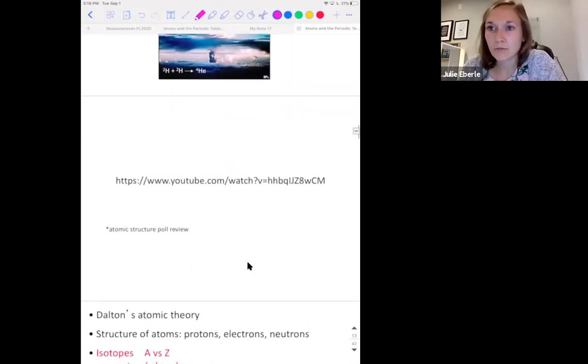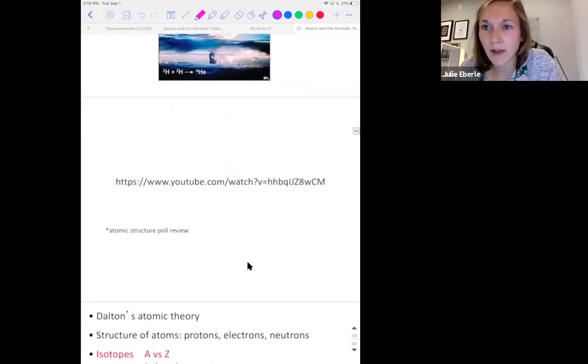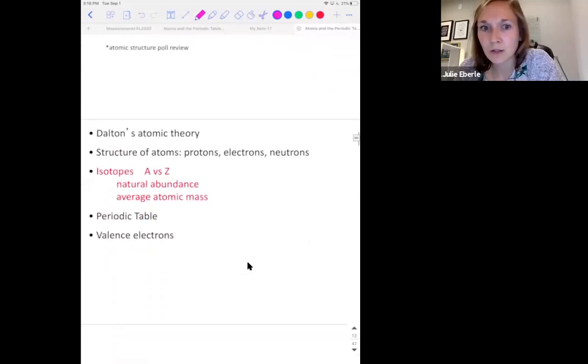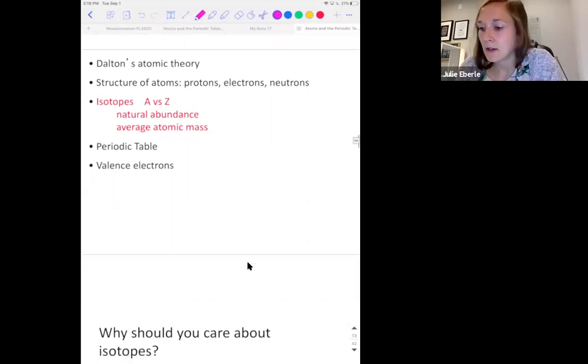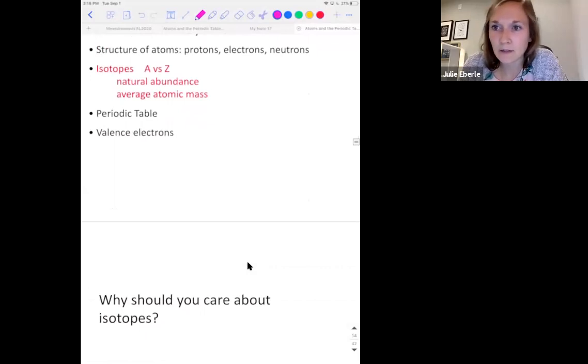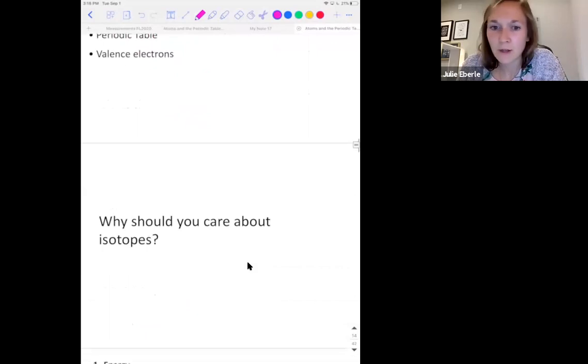That's it for structure of atoms. If you have questions on that, let me know, but we're gonna move on to isotopes. And that is our last topic of the day. Now, first, before we get into this, what is an isotope? Why should we care about isotopes? What are they used for? Why are they important?